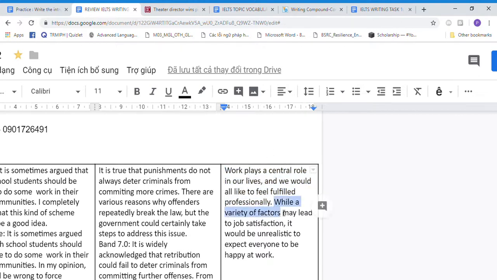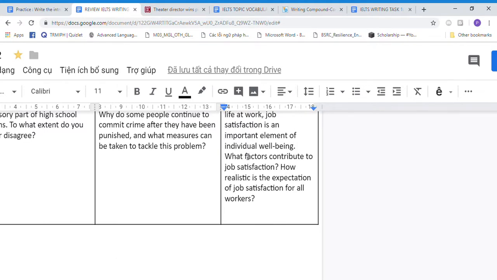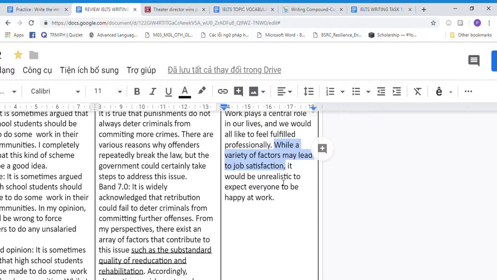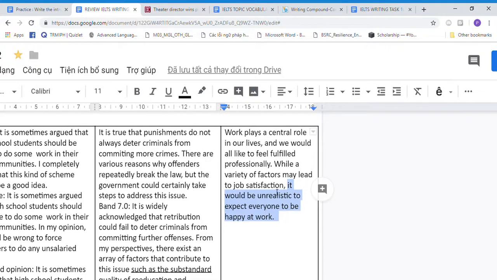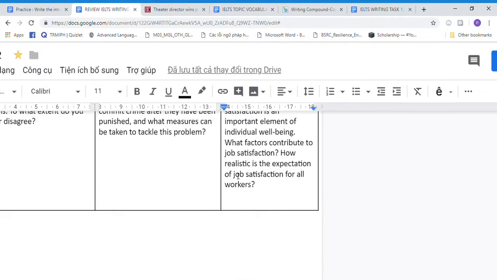Tiếp theo, a variety of factors may lead to job satisfaction. Đây để trả lời cho câu hỏi what factors contribute to đó. Contribute to bằng lead to, đúng không? And it would be unrealistic to expect everyone to be happy at work. Cái này, it would be unrealistic to, thì là trả lời cho cái câu hỏi là how realistic. Đó.